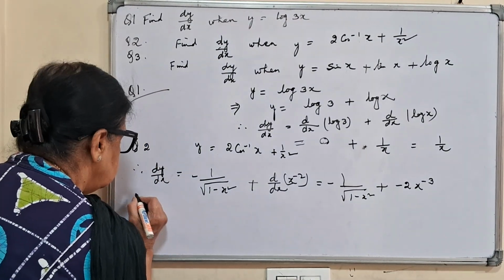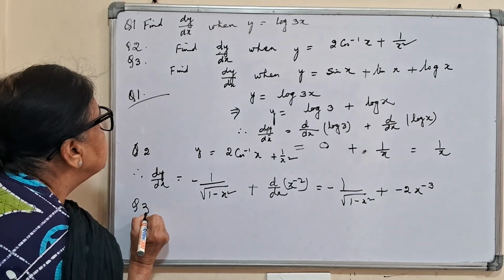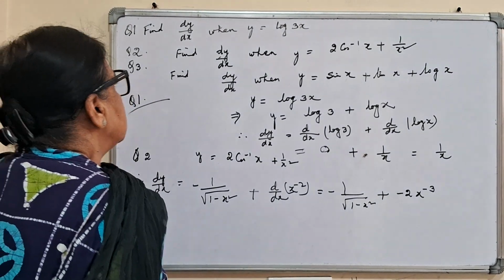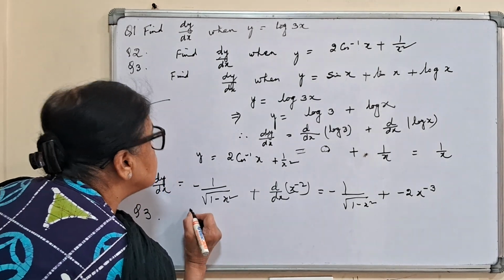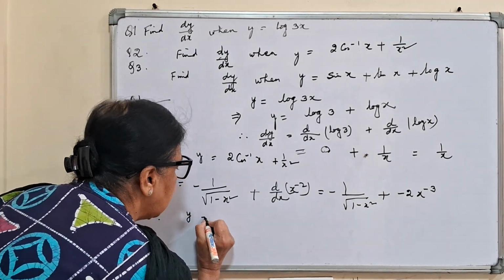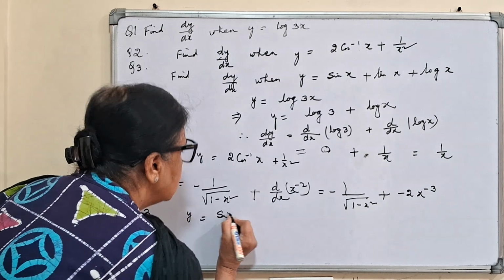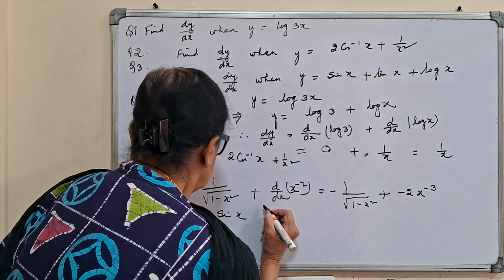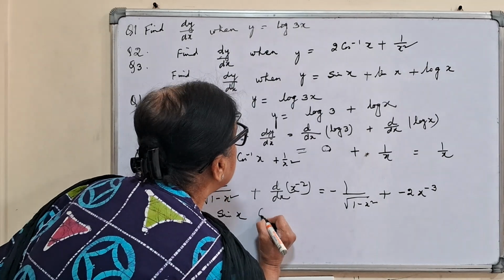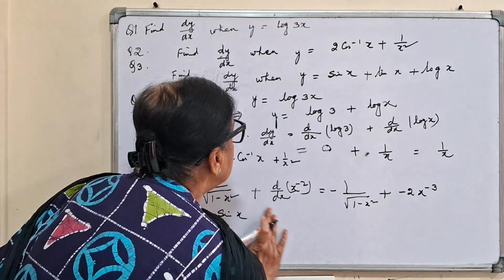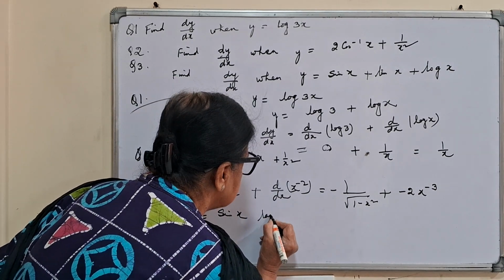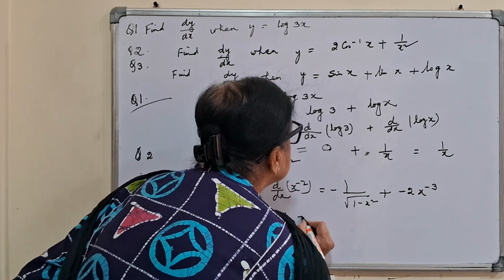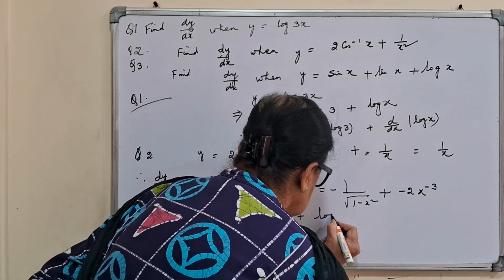Question 3 says: find dy/dx, where y is equal to sin x plus tan x plus log x.